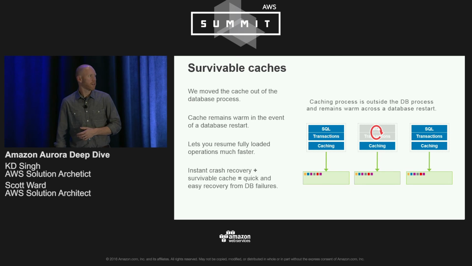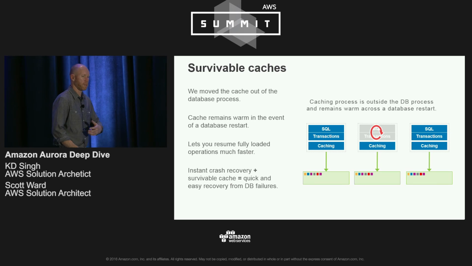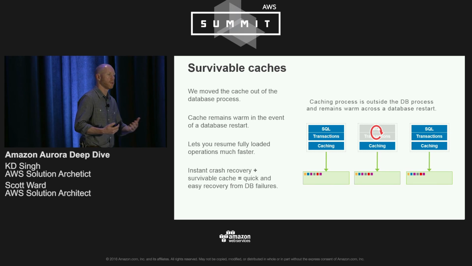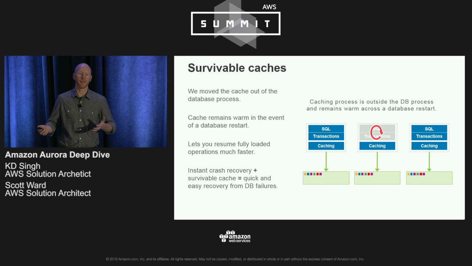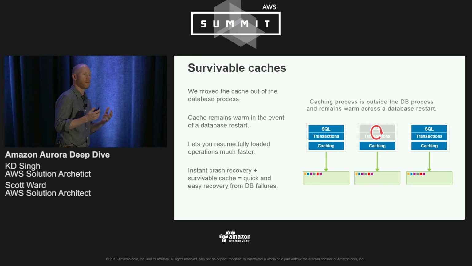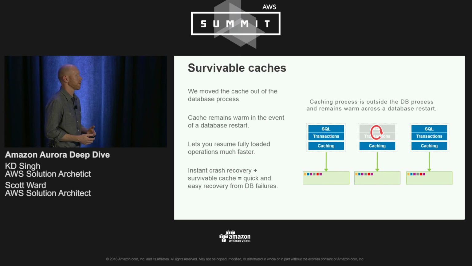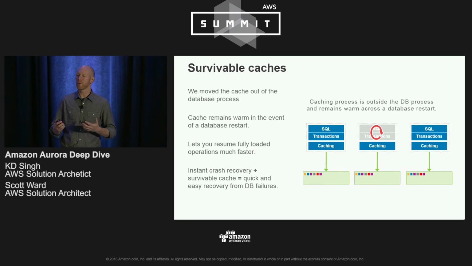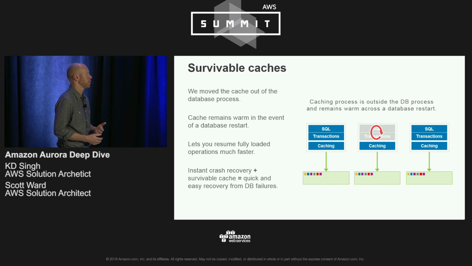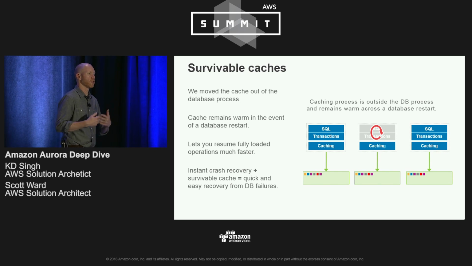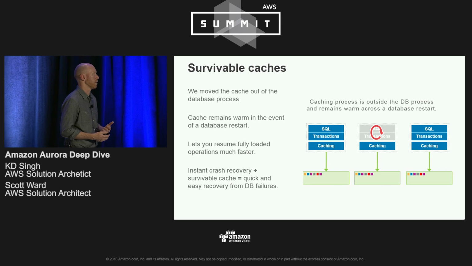We talked a little bit about survivable caches. We won't talk much more about it, but on the Aurora side, we have removed the caching layer from the database. The caching layer operates independent of the database. So when there's a reboot of the database or the database has a failure, your caching layer is going to stay warm. You don't have to worry about spending time to replay or to go back to disk to get that caching layer up and running.